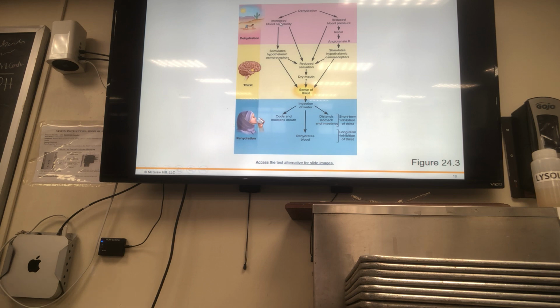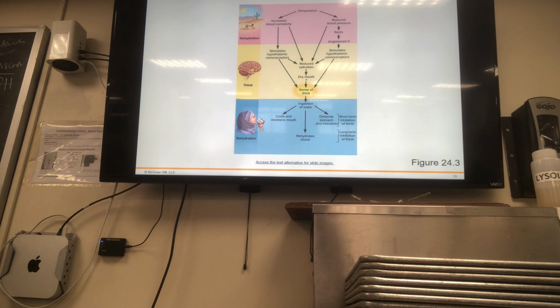So let's look at the system that will repair the increased blood osmolarity. The first system will lead to, firstly, a thirst response, where there will be a stimulation of the hypothalamic osmoreceptors. The hypothalamic osmoreceptors will sense that there is hyperosmolarity. They will cause a reduction in salivation, dry mouth, and a sense of thirst.